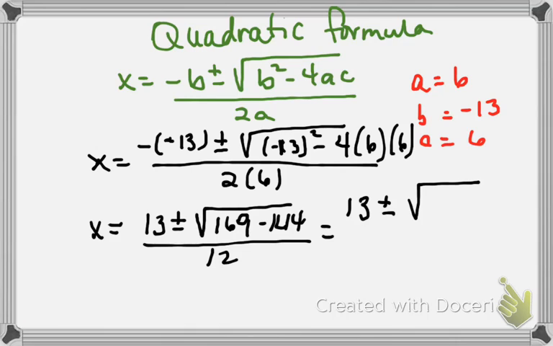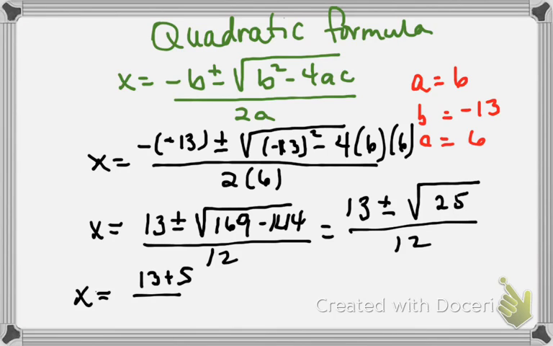169 minus 144 is 25, and again that's all over 12. Now what we have to do is finish and say what's the square root of 25, and you should know that it's 5. So we're going to have two possible answers here. We're going to have 13 plus 5 divided by 12, and the other one is x equals 13 minus 5 over 12.